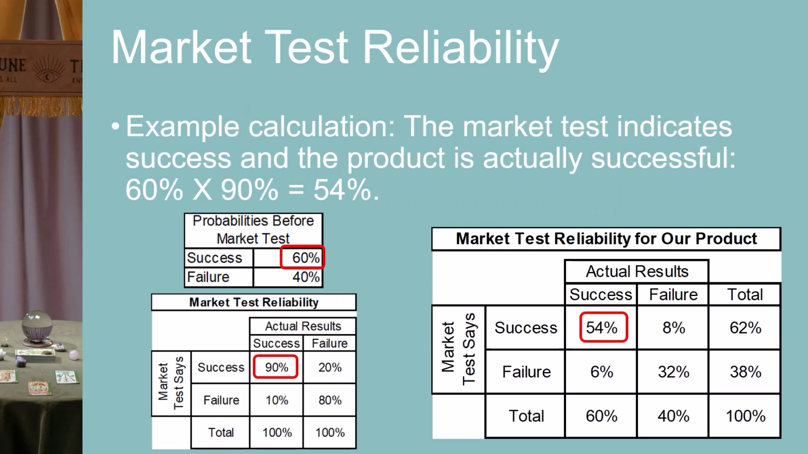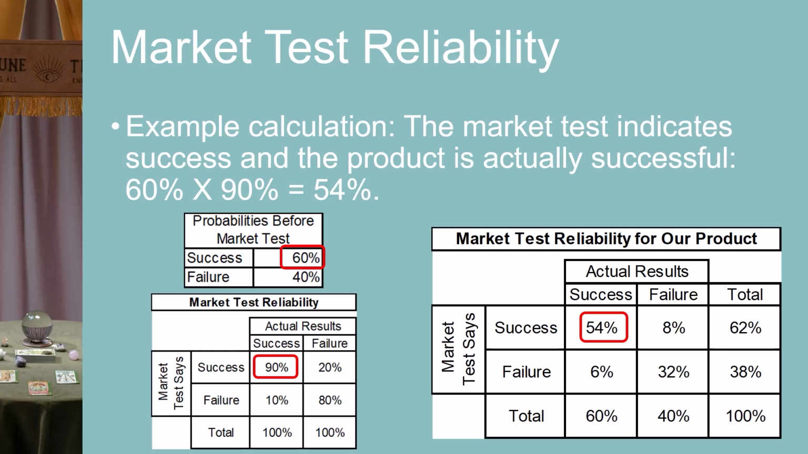We can now calculate the market test reliability for our product, which is summarized in the table at the bottom right of this slide. There are 4 possibilities. The market test indicates success and the product is actually successful. This is calculated as the 60% probability of actual success multiplied by the 90% probability that the test indicates success when the product is actually successful, which equals 54%.